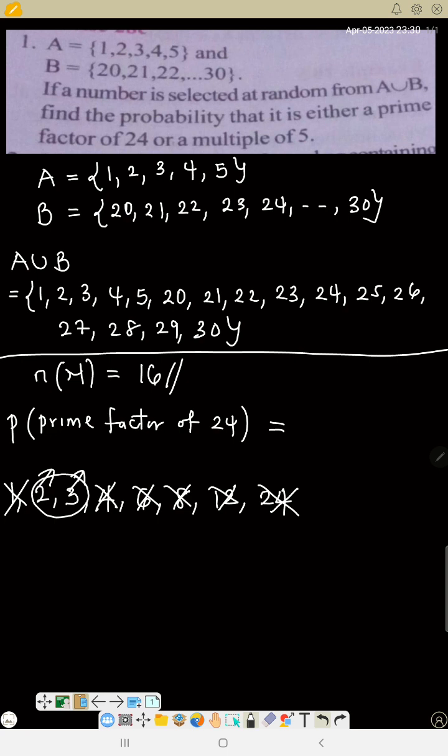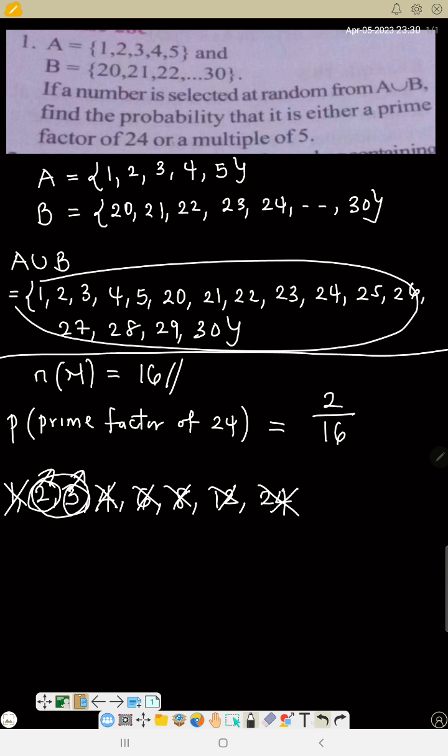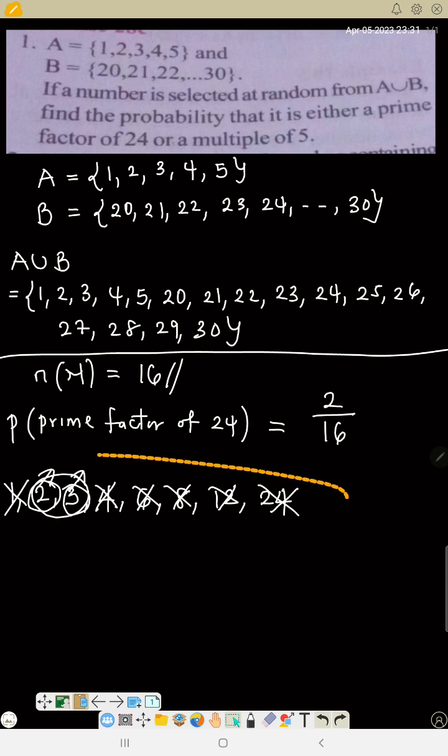Now, the question says, find the probability that it is either a prime factor of 24. And you should know the number is selected from A union B. So we know A union B already. So the total is 16. The prime factors of 24 are 2 and 3, and that is just two numbers. That is 2 over 16, that is over the total number in your A union B. So that is probability: number of items over total outcomes.